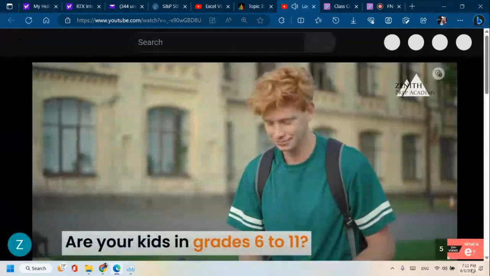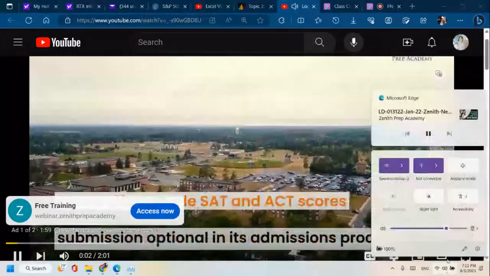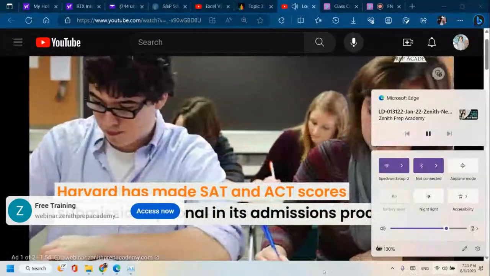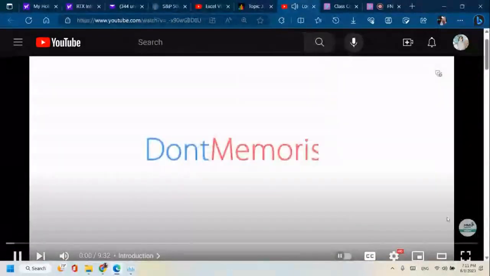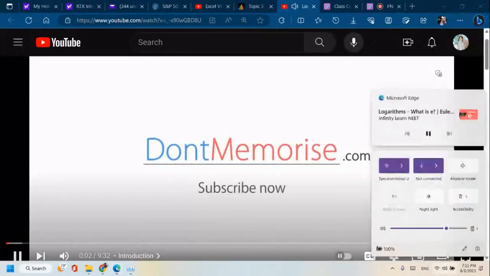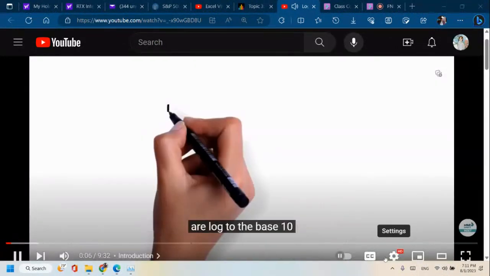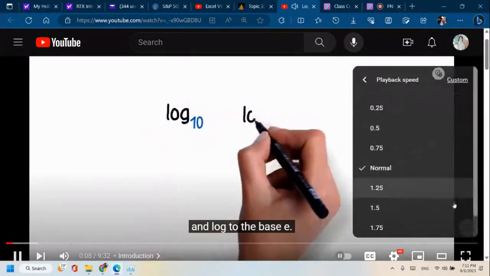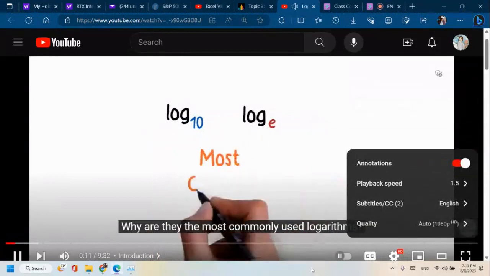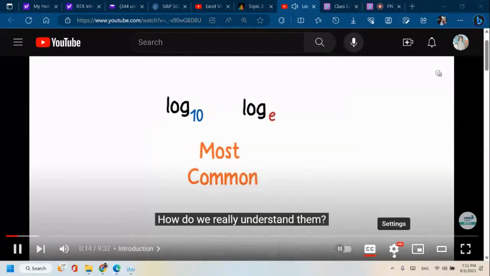Let's take a listen. Are your kids in grades 6 to 11? Harvard has made SAT and ACT score submission optional in its admission. What is E? The two most common logarithms used are log to the base 10 and log to the base E. Why are they the most commonly used logarithms? How do we really understand them?